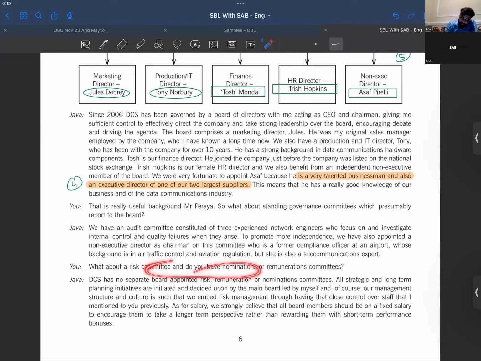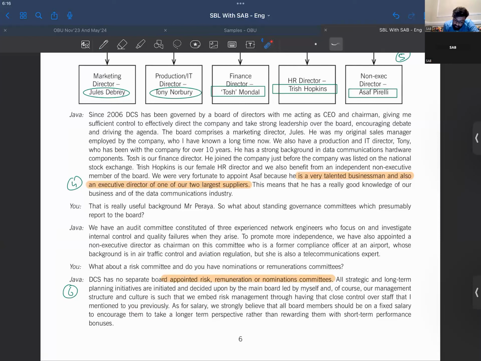Risk committee, DCS has no separate board appointed risk, remuneration and nomination committees. So here comes the point that they should have these committees also. All strategic and long-term planning is decided upon by the main board. So the board has too much work, right? They have to do the work of these committees also. Our management structure and culture is such that we embed risk management through having that close control over staff.